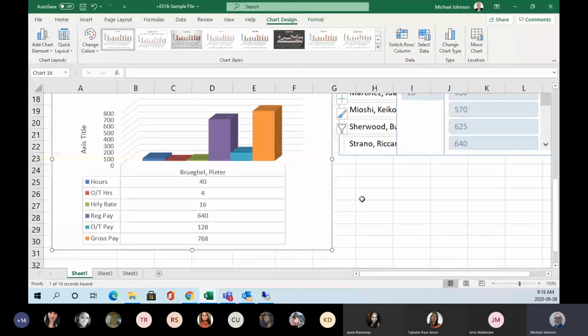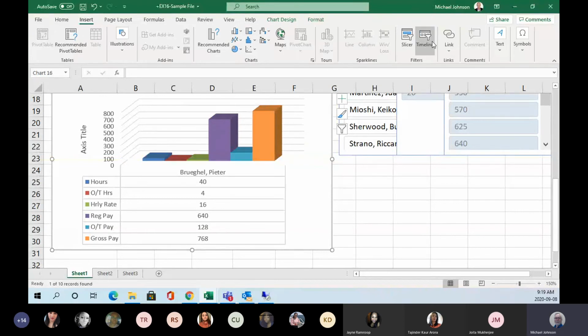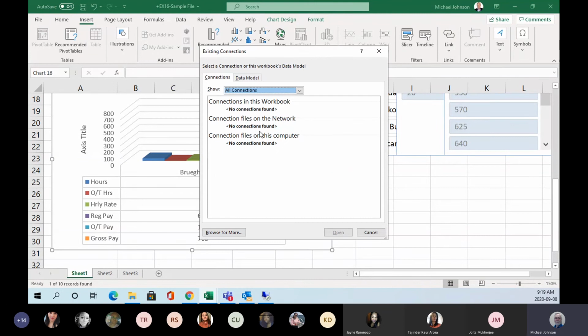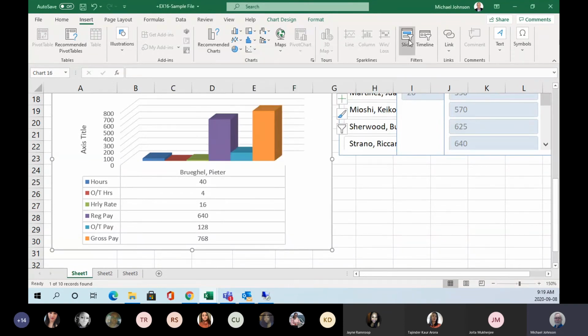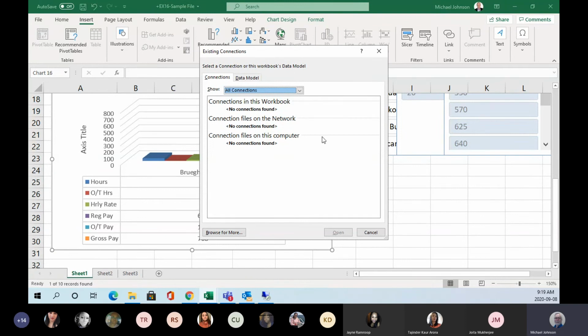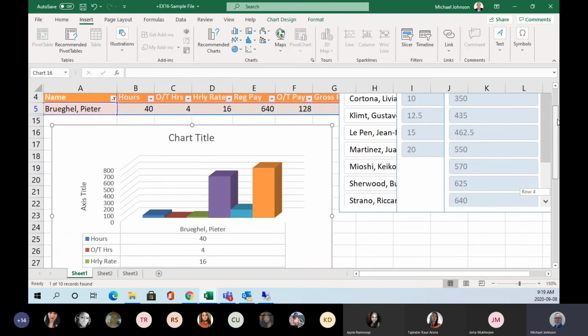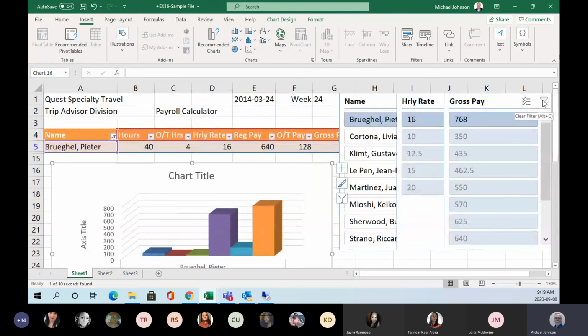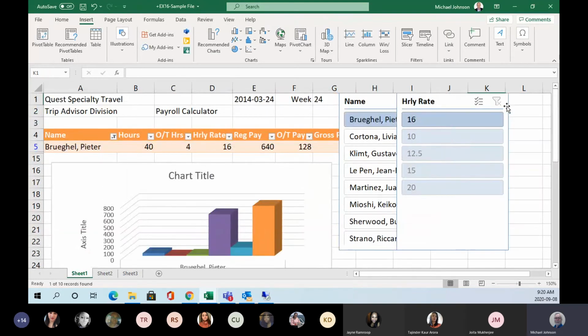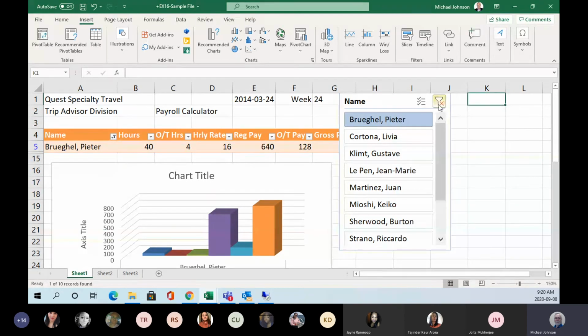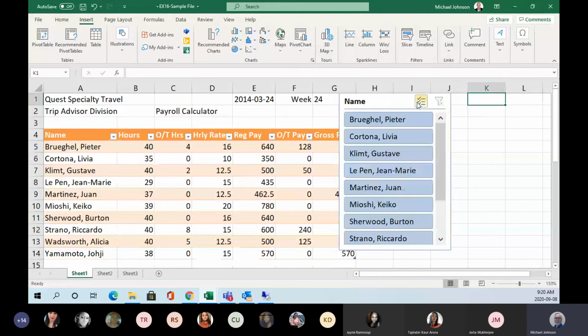So the slicer allows me, and that's in Insert, by the way, Insert, the slicer. There's also the timeline. I'm not going to get into the timeline at the moment, but the slicer allows me to pick and choose what I would like the data to come from, where that data should actually be focused. I can remove these as well. So click on that, delete, delete. And this one will just refilter. There you go. So everything is back again.